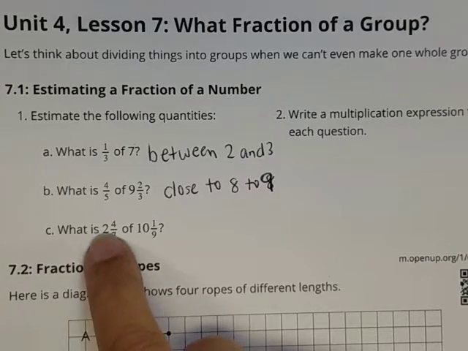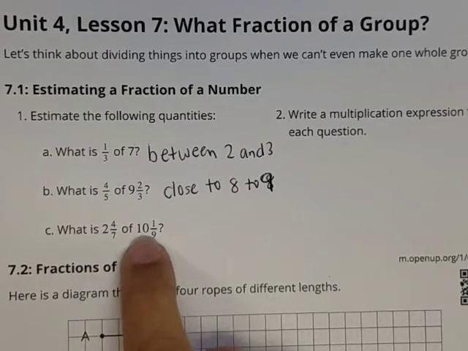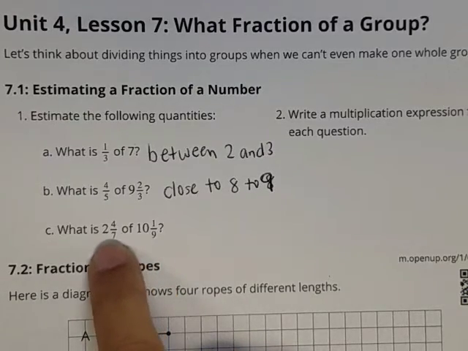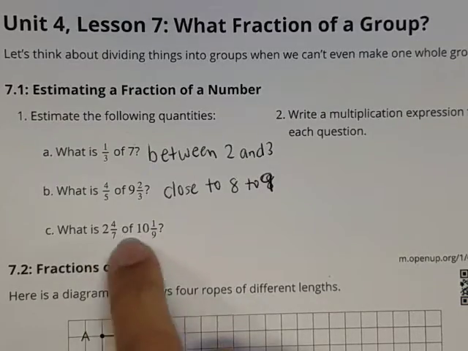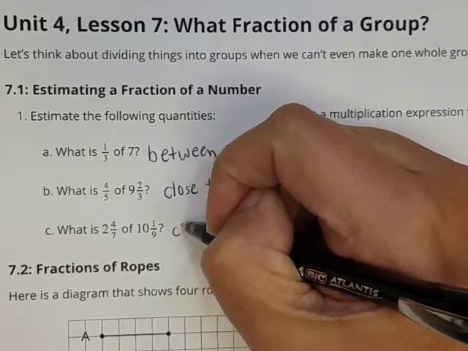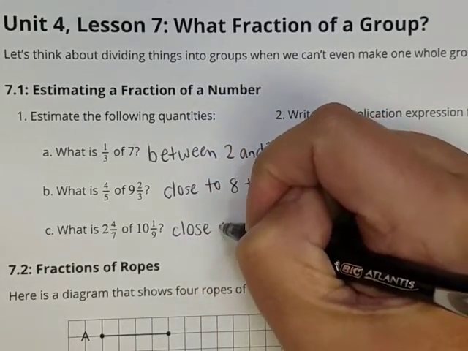And then what is 2 4/7 of 10 1/9? So 2 4/7 is about 2.5, and then 10 1/9 is close to 10. So 2.5 of 10, so 2.5 groups of 10 is about 25 to me. So I think it's going to be about 25.